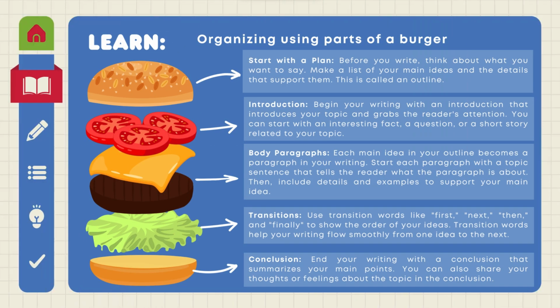Organizing using parts of a burger. Start with a plan. Before you write, think about what you want to say. Make a list of your main ideas and the details that support them. This is called an outline.